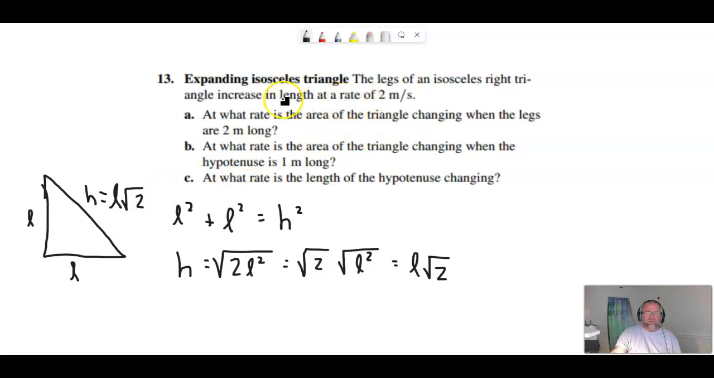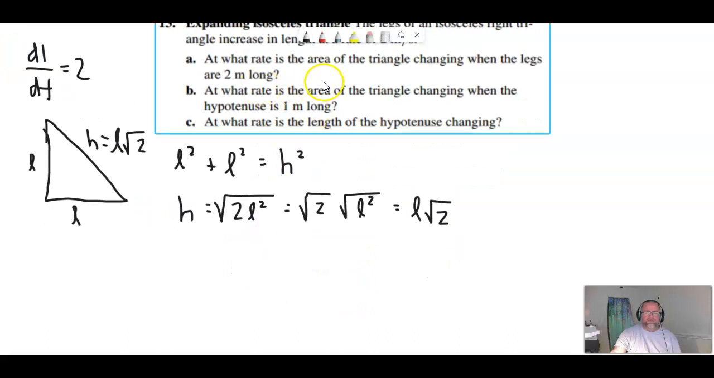And we also know that the increase in length, the derivative of the length with respect to time, is going to equal 2. We'll use that in our work here as well. So the first question says, at what rate is the area of the triangle changing when the legs are 2 meters long? So we need to associate area with the length of the legs.